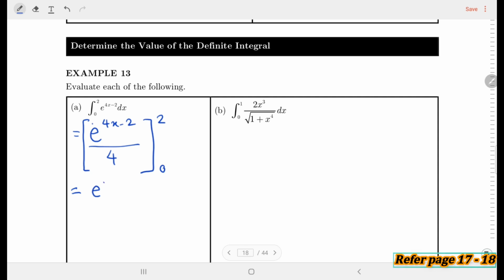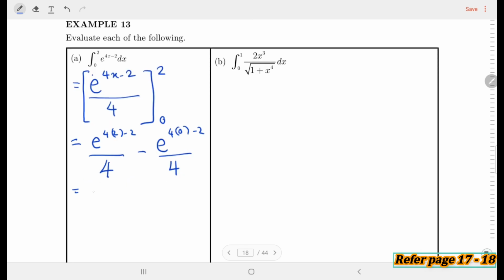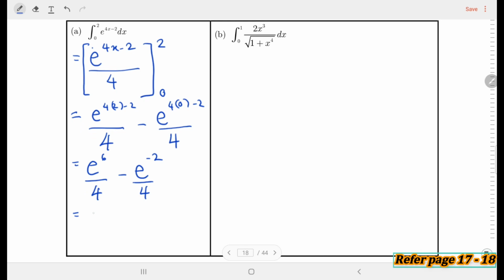So e to the power of 4 times 2 minus 2 over 4, subtract e to the power of 4 times 0 minus 2 over 4. It is going to be e to the power of 8 minus 2, which is 6, over 4, minus e to the power of 0 minus 2, which is negative 2, over 4. So I can simplify the answer into e to the power of 6 over 4 minus 1 over 4 e to the power of negative 2.